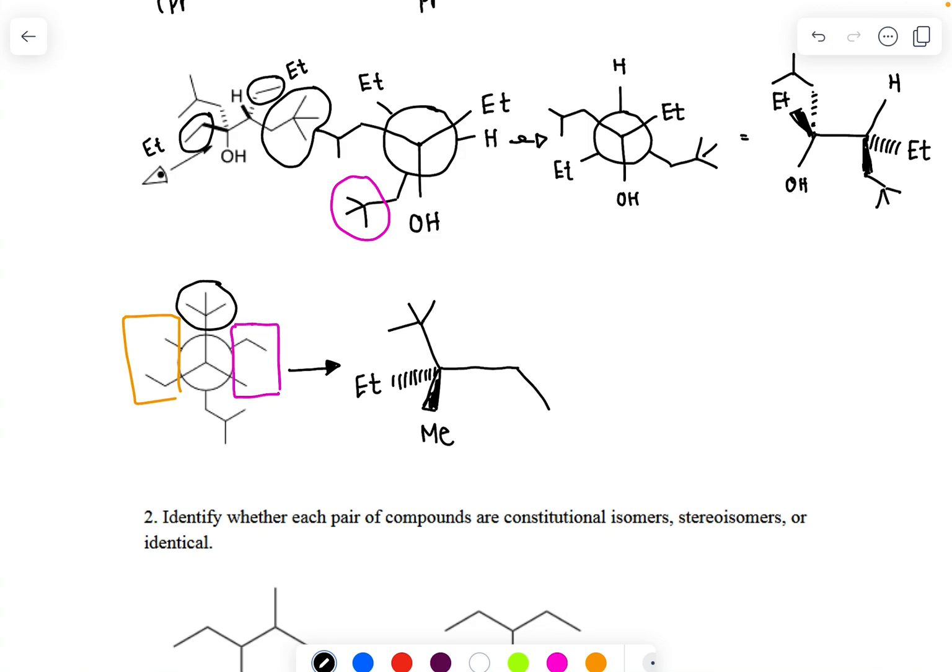Then on the behind carbon, facing down, I have another sec-butyl right there. And then my wedge is going to be an ethyl. And my dash is going to be a methyl. So there I converted a Newman to a line bond drawing.